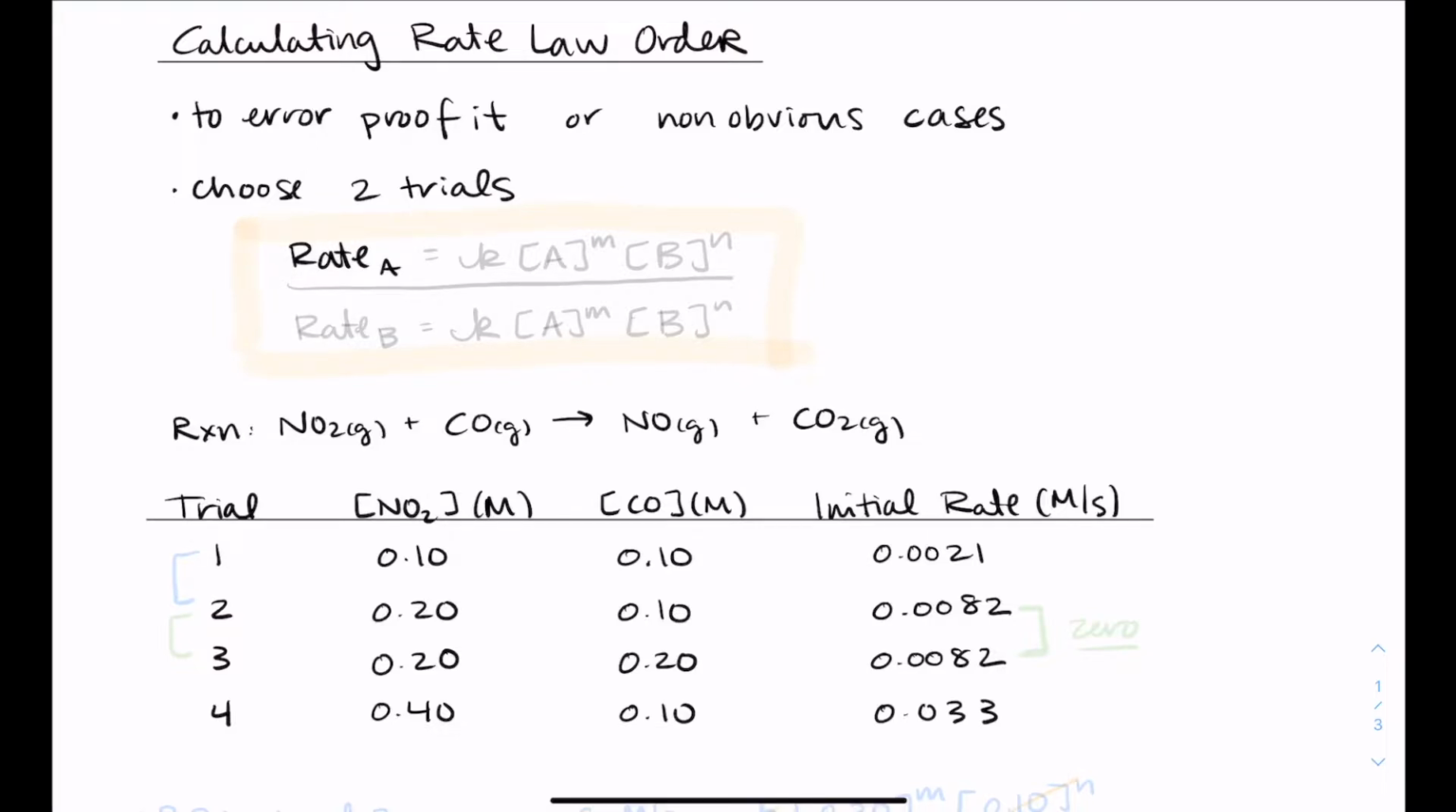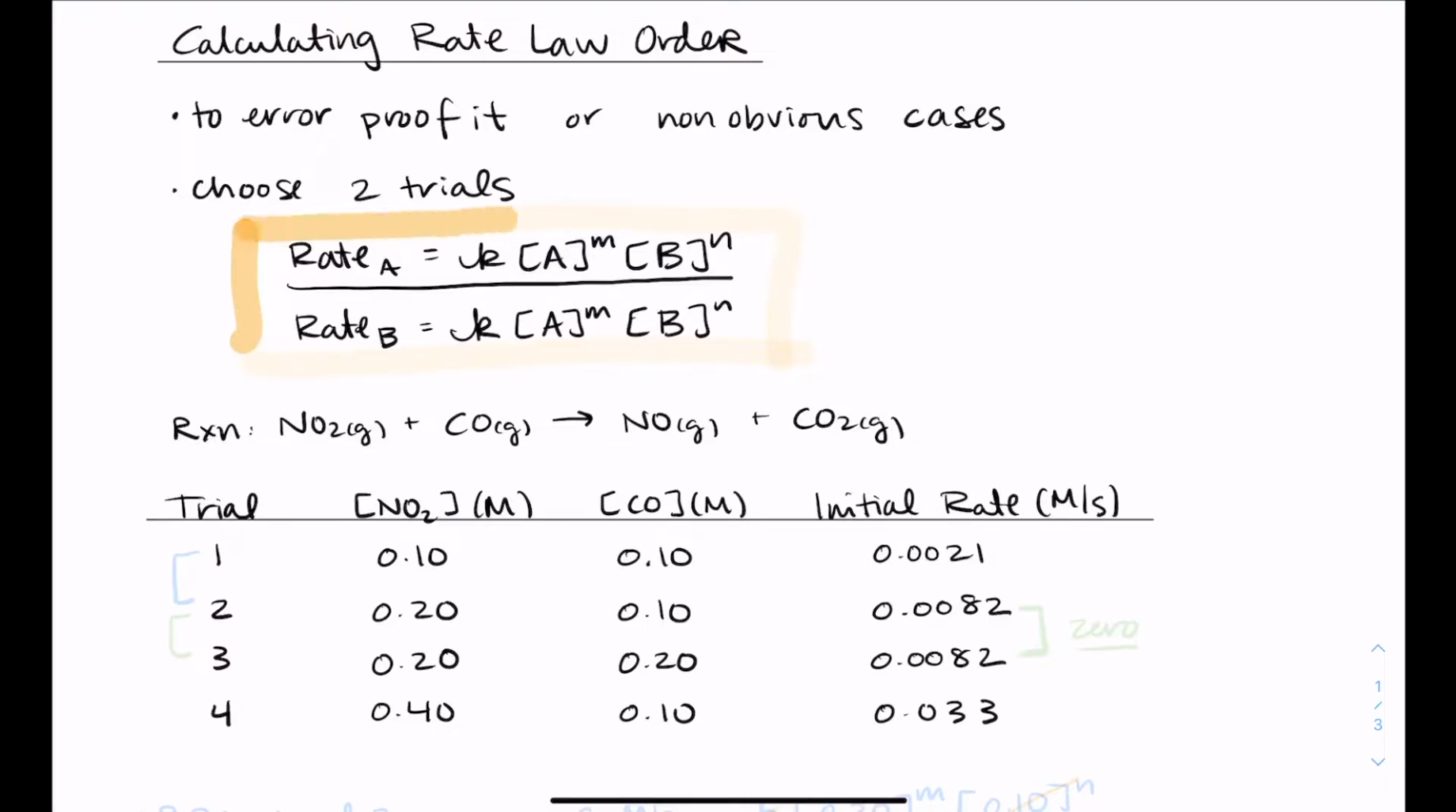The way that it works is that you'll pick two trials and compare the rates to the concentrations and the exponents. So I guess I've picked generically trial A and trial B, or trial 1 and trial 2. Either way, write the entire rate law for one of them and divide it by the entire rate law for the other. And we're going to do an example.